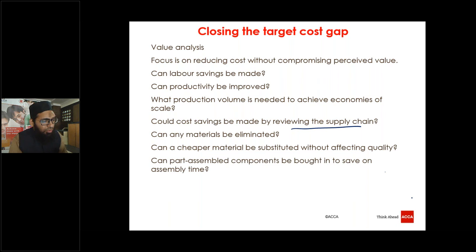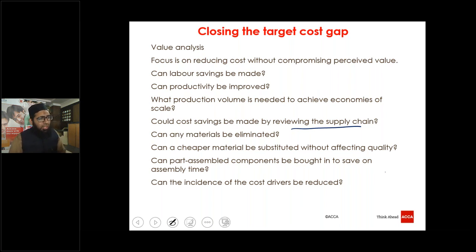The other way to reduce the cost gap is that we can see whether a part or assembled component can be bought in to save on assembly time or sometimes the cost. Sometimes the same assembled part is available from an outside supplier at a cheaper price, so we can do that as well. Then, can the incidences of the cost driver be reduced so that we can reduce the overall cost? So these are a few tips that will help us to reduce the cost gap. Because remember, if we are able to reduce our cost, the gap will also be reduced.